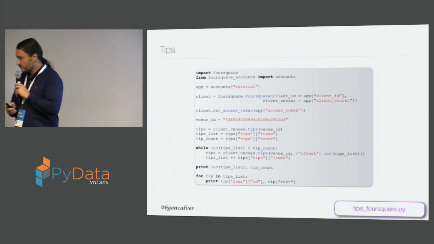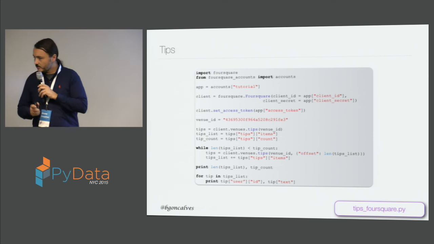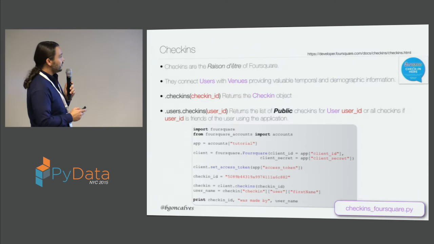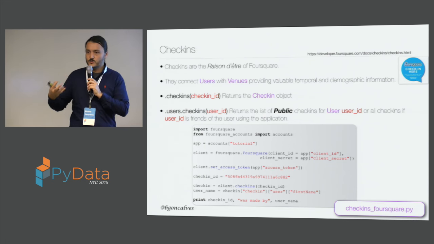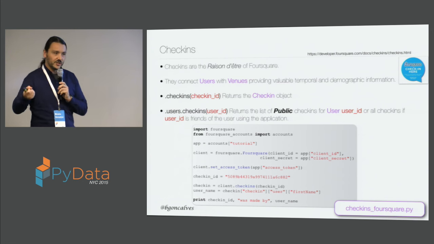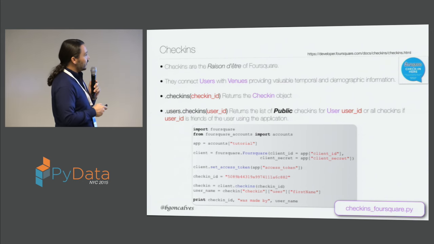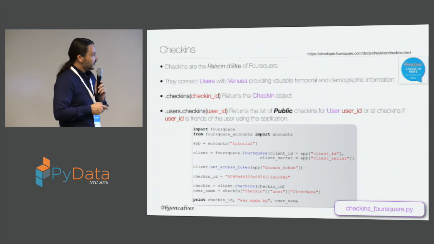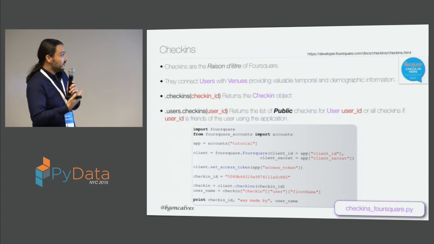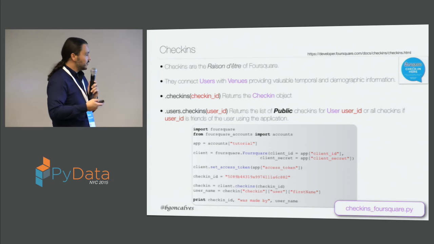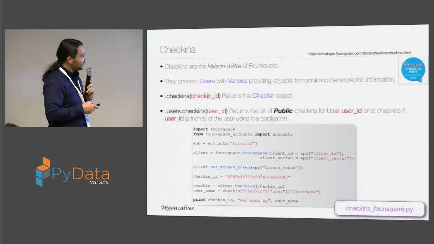Now, I'm almost done with my part. So, check-ins. Check-ins, of course, are the most important thing on Foursquare. They're the reason why Foursquare exists, to allow you to check into a place. It's a way of connecting users with venues and give you variable temporal demographic information. And this is basically the information that I'm assuming Foursquare sells to their customers.